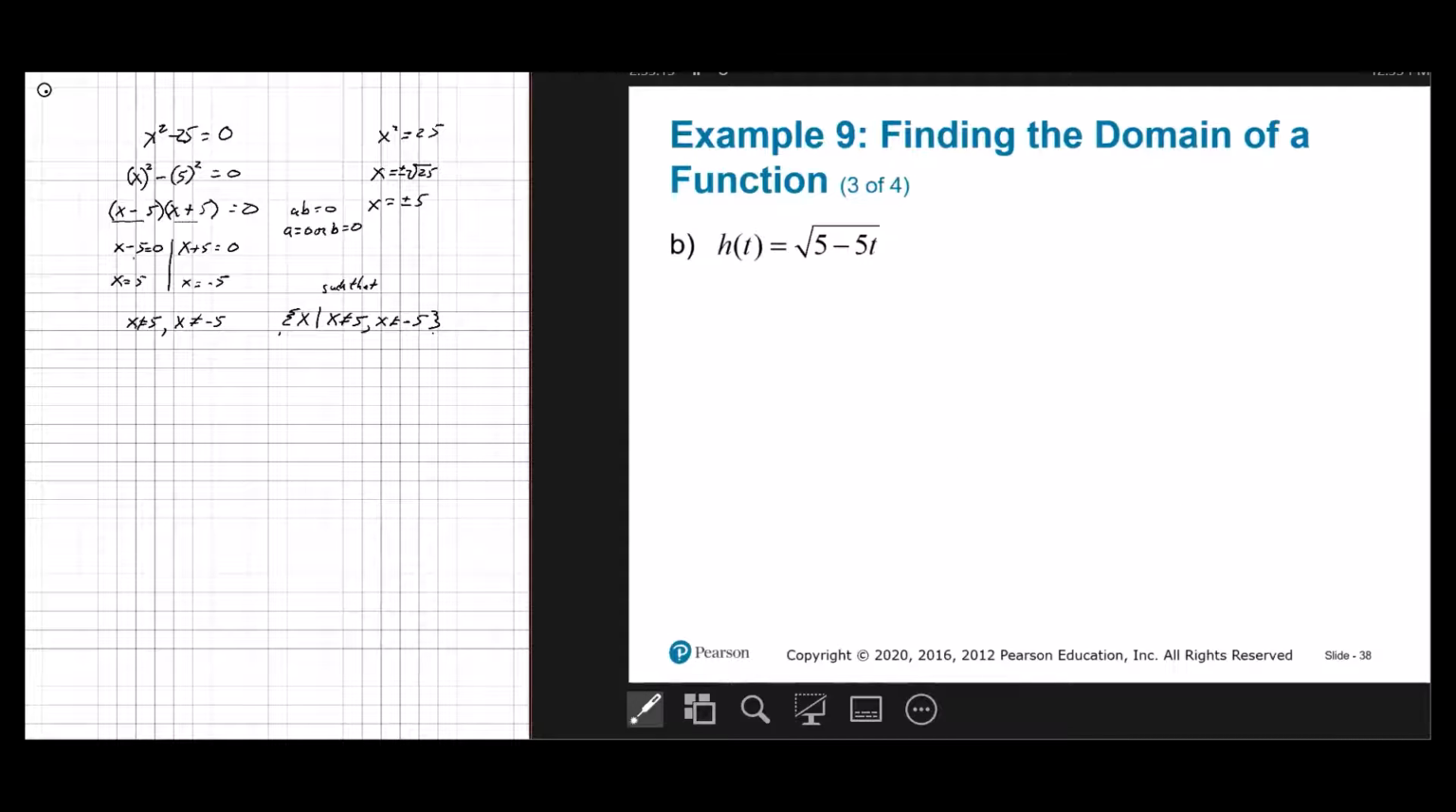Now, here we have this situation. We have a function of t, h of t, which usually is time, equals the square root of 5 minus 5t. So whenever you see something like h of t, we're usually talking about height. So after a unit of time, whatever thing we're talking about is going to be this many units high or up or away.